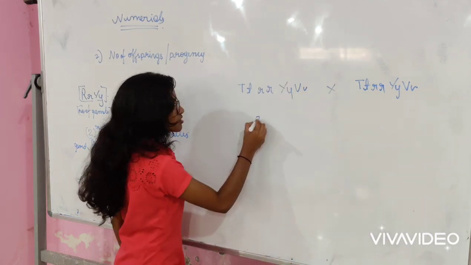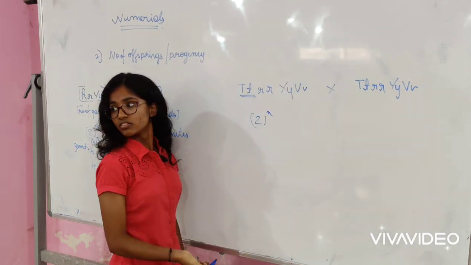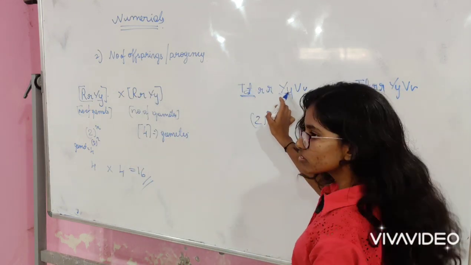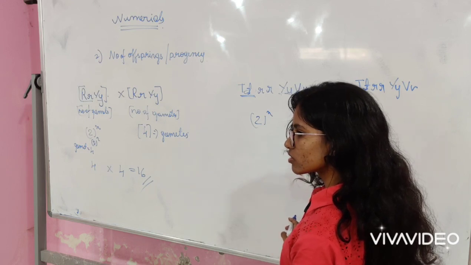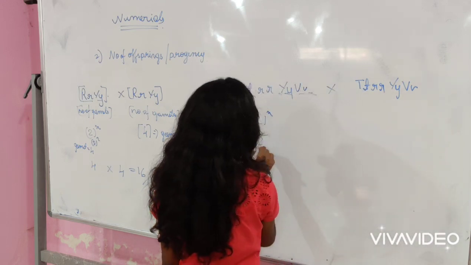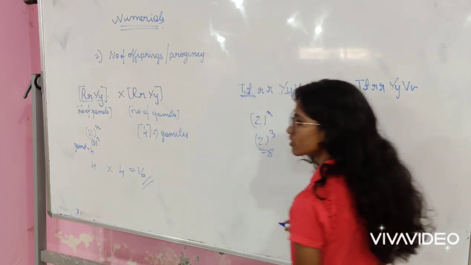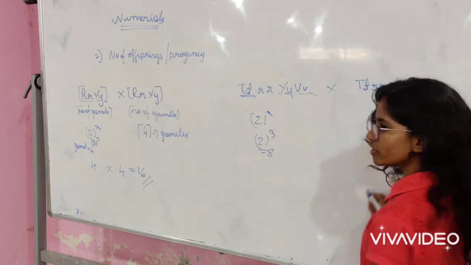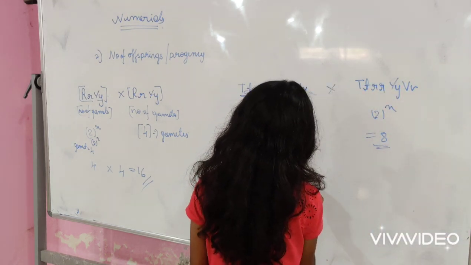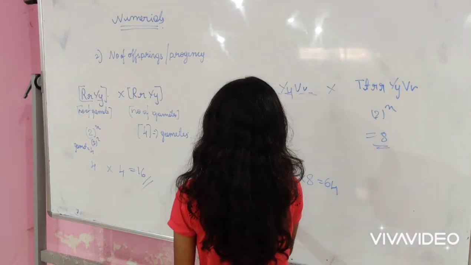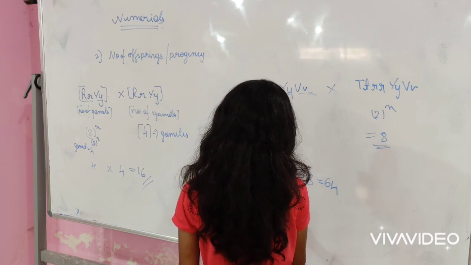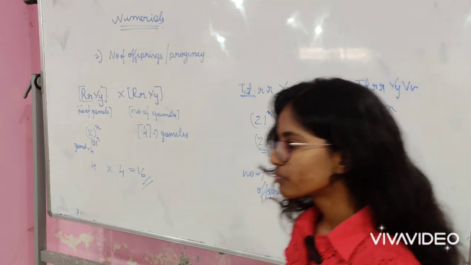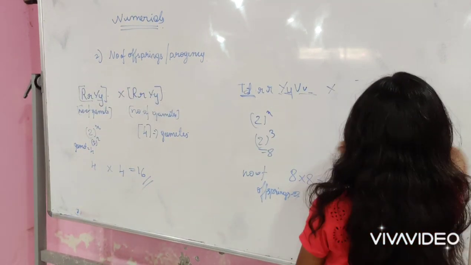So here heterozygous is 1, here heterozygous is 1, so n is 3. So 2 to the power 3 is 6. Sorry, 8. So 2 to the power n is equal to 8. So for the number of offspring, 8 into 8 is 64. So the number of offspring will be 64. Okay, understood. So this was our second formula.